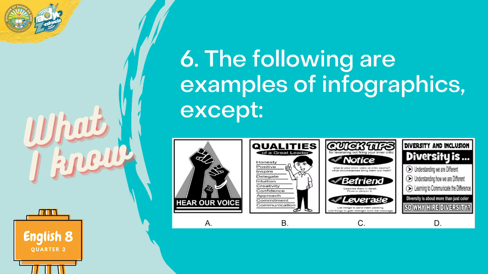Number 6. The following are examples of infographics except A, B, C, and D. And the correct answer is perfect, letter A. Let's move on to number 7.